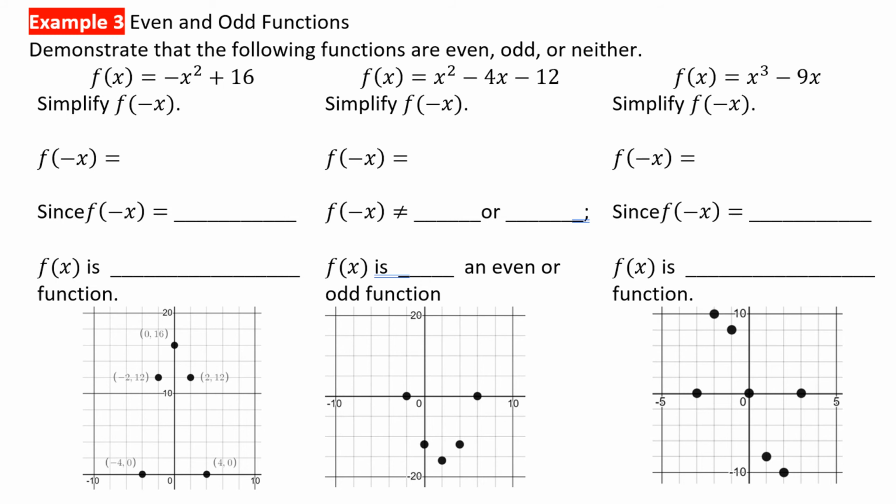So on the far left, we begin with f of x equals negative x squared plus 16. Plugging in a negative x wherever we see x, with the order of operations, we first square negative x and that becomes positive. The negative on the outside leaves it as negative x squared plus 16. That's exactly the same result as what we started with, and therefore f of negative x can be said to be the same as f of x. When that's the case, we have an even function.